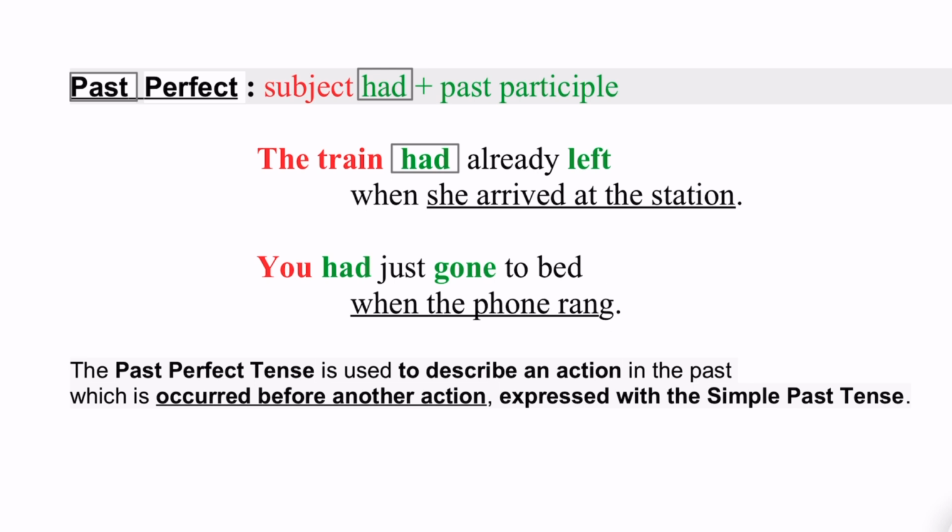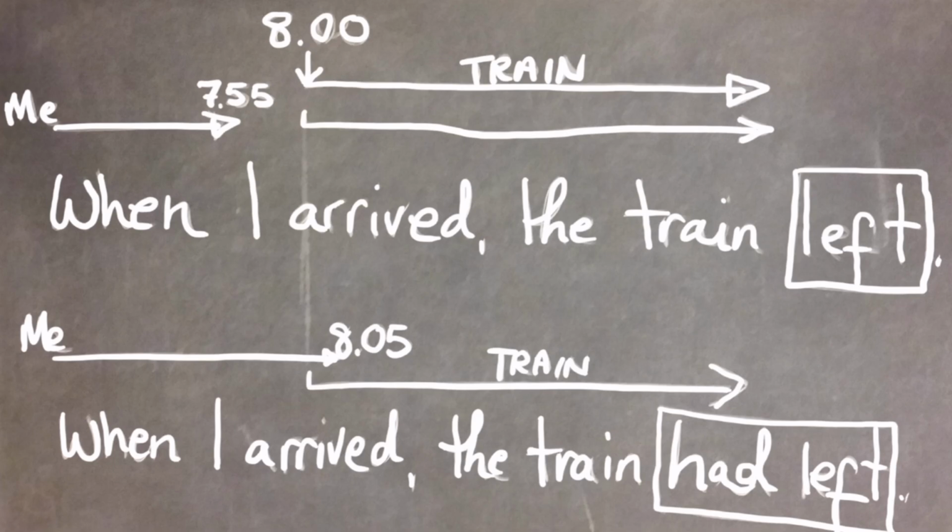So as you can see, the past perfect is used to describe an action in the past which occurred before another action expressed with the simple past tense. Let me give you a better example. So here we have the train leaving at 8 a.m. It's going to leave at 8 a.m. and here I am arriving at 7:55. So first I arrive and then the train leaves. So we can say when I arrived in the simple past, the train left in the simple past. First I arrived, then the train left.